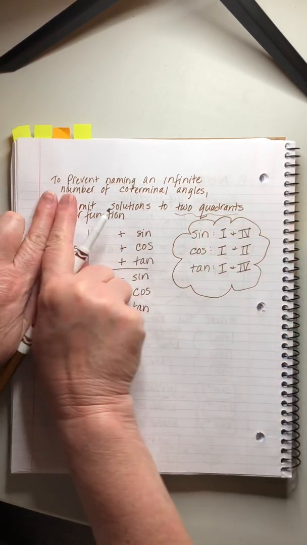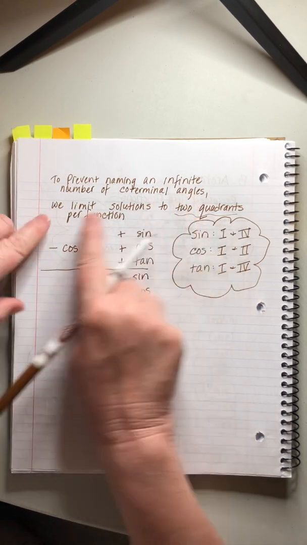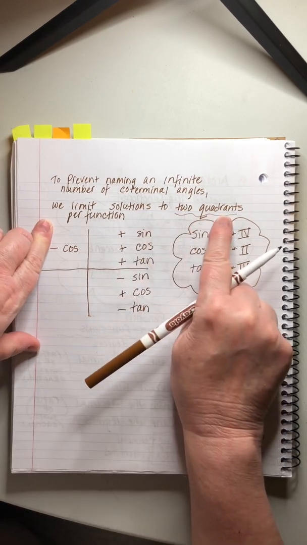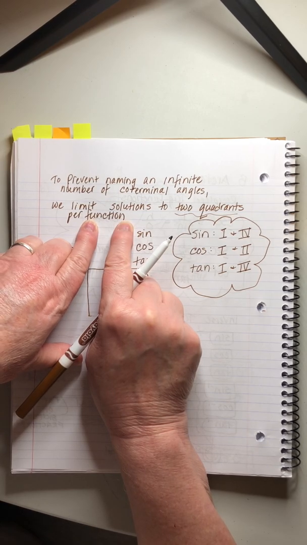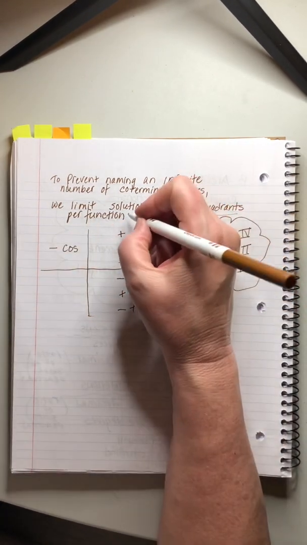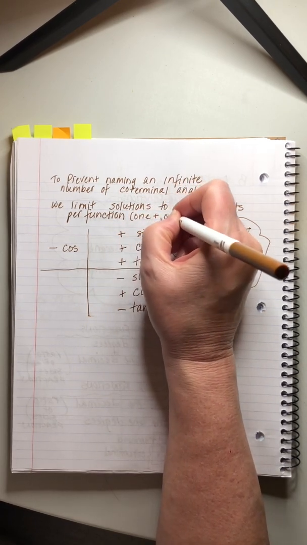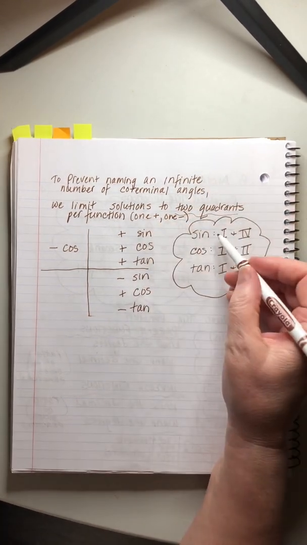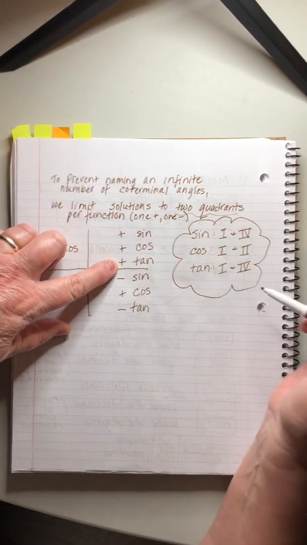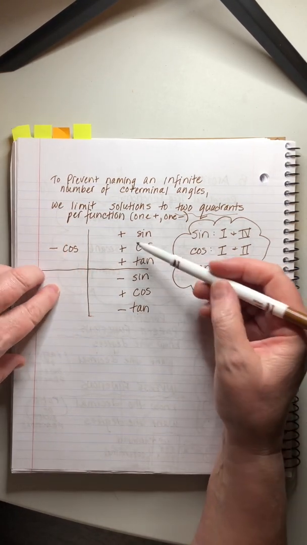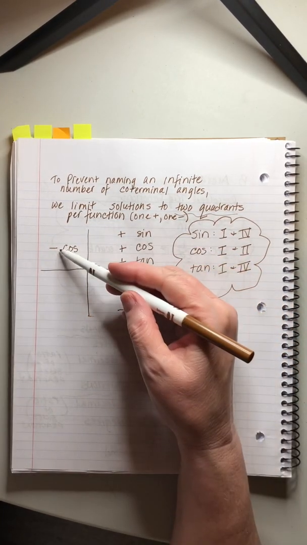So, to prevent naming an infinite number of coterminal angles with inverse functions, we limit the solutions to 2 quadrants per function. And by that I mean sine, cosine, and tangent. 2 quadrants, 1 positive and 1 negative. For sine, we choose the first and the fourth. For tangent, we choose the first and the fourth. Check, check. Cosine, it doesn't work, so we have to go sideways instead. All right? And we pick up this one.